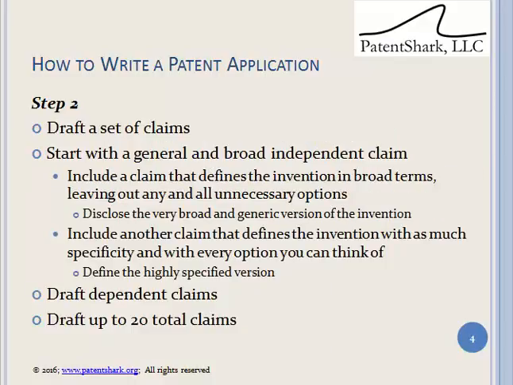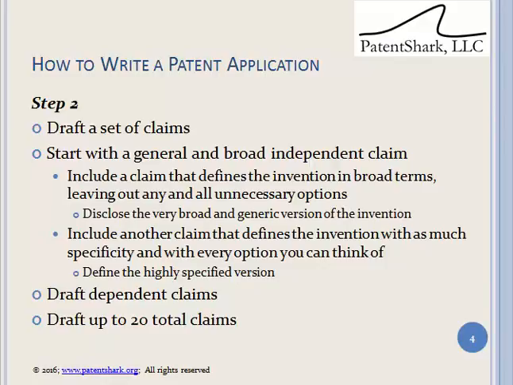After reading the ID and reviewing the drawings in detail, then we can go to the claims. The main goal is always to draft a nice set of claims. Start with a general and broad independent claim. Include a claim that defines the invention in broad terms, leaving out any and all unnecessary options. In other words, disclose the very broad and generic version of the invention. Also, if you wish, include another claim that defines the invention with as much specificity and with every option you can think of. In other words, define the highly specified version of the invention.